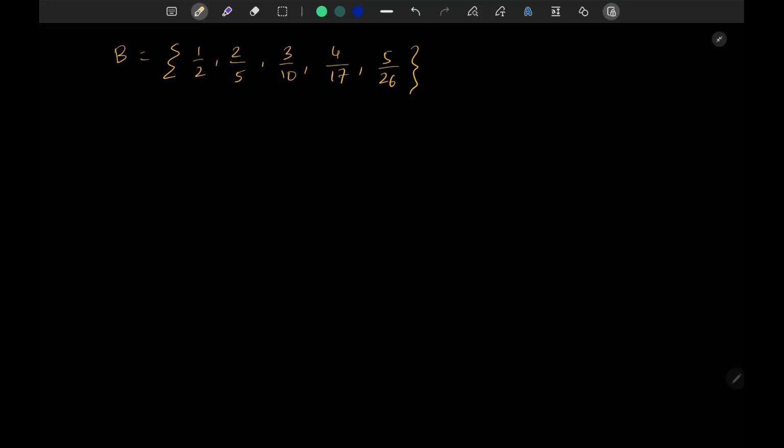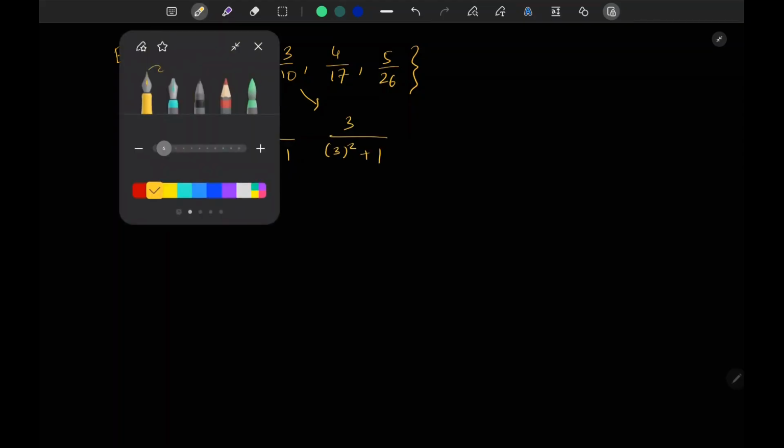You can see that in each of the fractions, the denominators are basically 1 more than the square of the numerator. So for example, in the first case, the numerator is 1 and the denominator can be written as 1 squared plus 1. In the second case, where the numerator is 2, the denominator can be written as 2 squared plus 1. In the third case also, the denominator can be written as 3 squared plus 1.